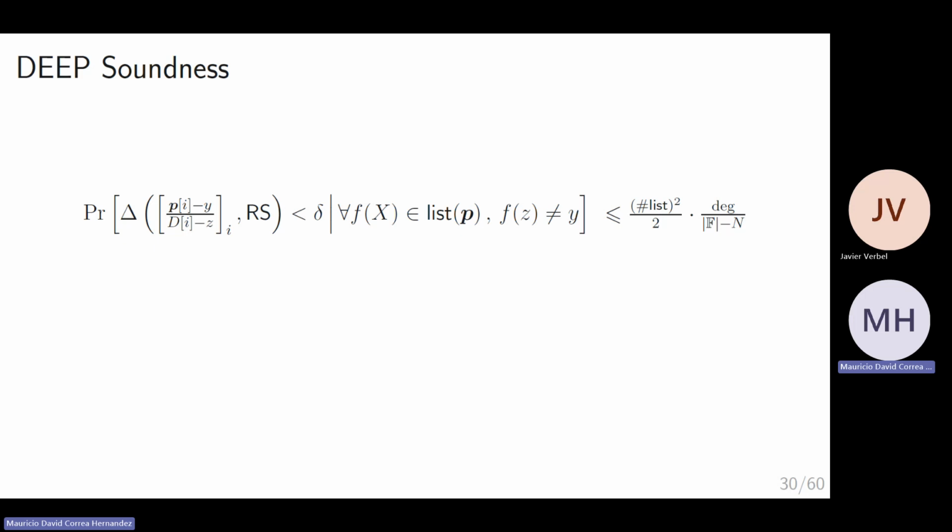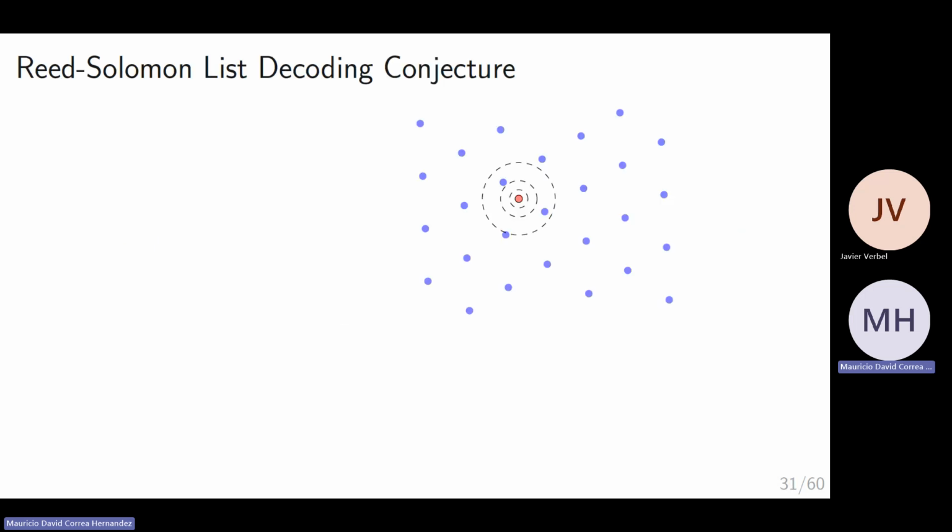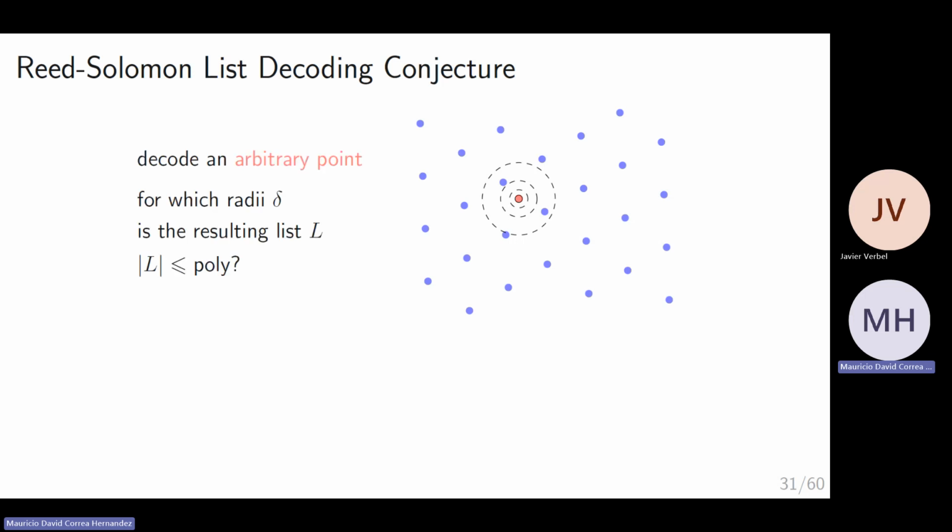It is a probability that's negligible if the list size is not too big. This list size, of course, this is the list of code words that are close to the original vector P. This list size grows with the radius delta that we are considering. And so this puts us into the realm of conjectures. If we select an arbitrary point corresponding to our vector and consider the code, and then consider expanding radii delta, what is the size of the list of close points?